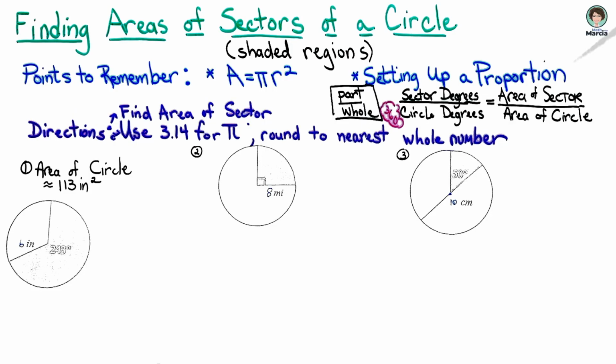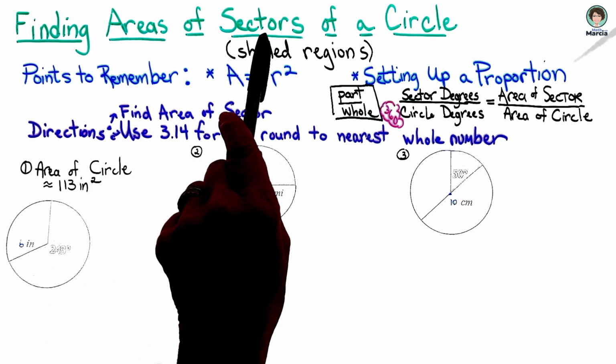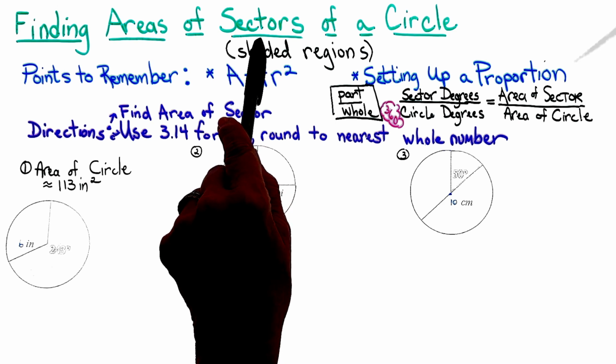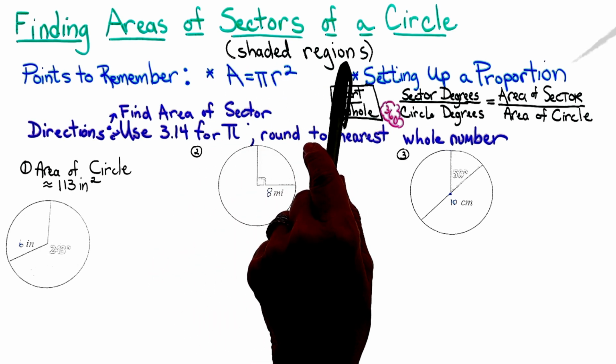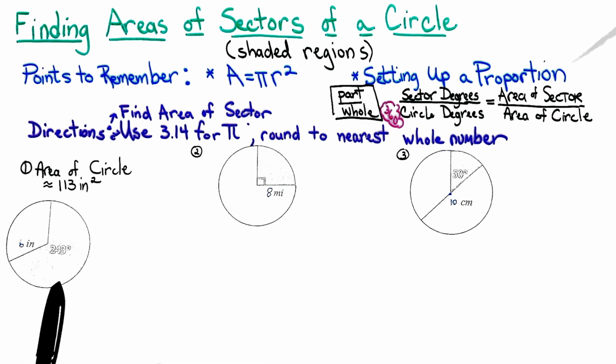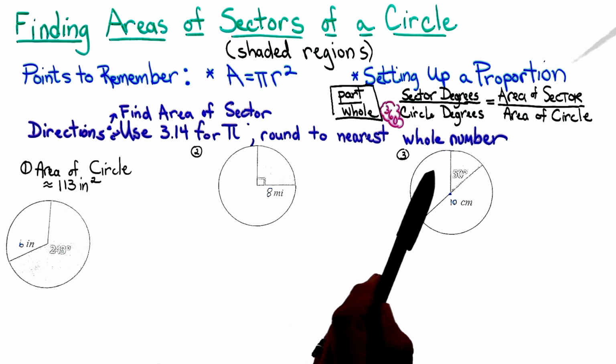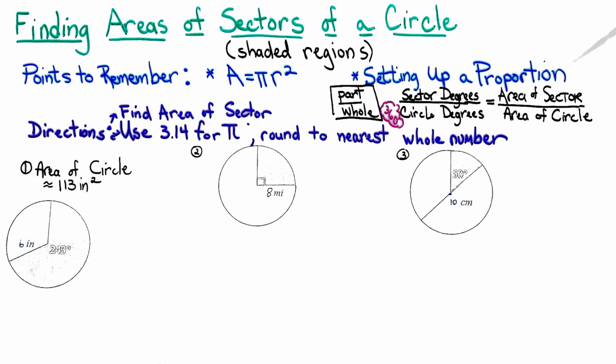In this lesson, we're going to be finding areas of sectors of a circle. Well, you might be asking yourself, what's a sector? It is a shaded region. Just like we have here in number 1, here is our shaded sector. Here is this shaded sector, and here is a smaller one.